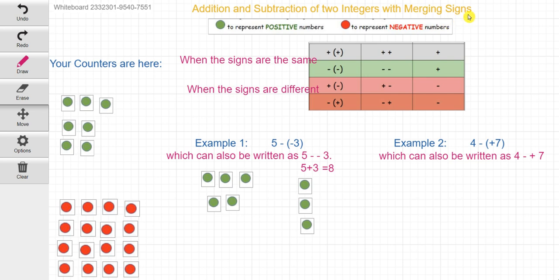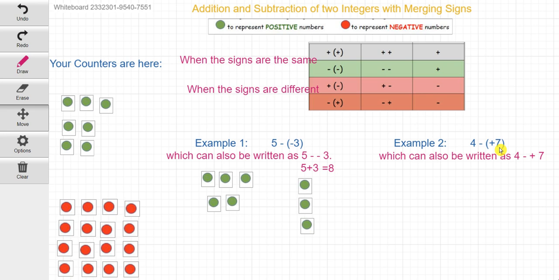In the previous video, we looked at example 1, where we had positive 5 minus negative 3, and we concluded that when the signs are the same, we need to change it to a positive sign and then go ahead and solve for our answer. Now in example 2, we have two different signs here. We have positive 4 minus positive 7.